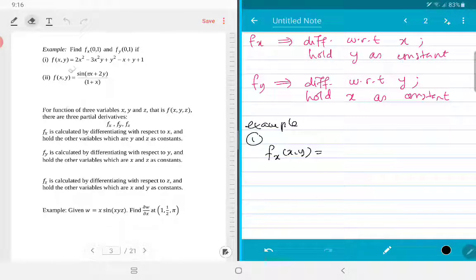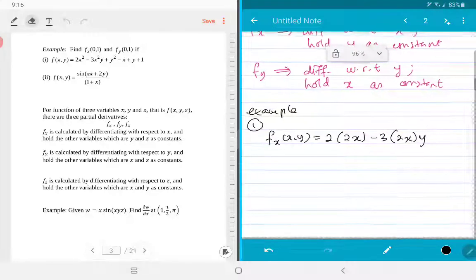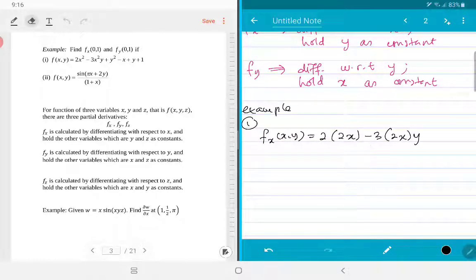First term is 2x squared. Differentiate that with respect to x. That will give you 2 times 2x, because 2 here is a constant. Differentiate x squared, we get 2x. The second term, we have negative 3x squared y. Differentiate x squared, we get 2x. And here y is considered as a constant, just like the 3 here. The next term, we have y squared. Differentiate y squared with respect to x. That will give us a 0.